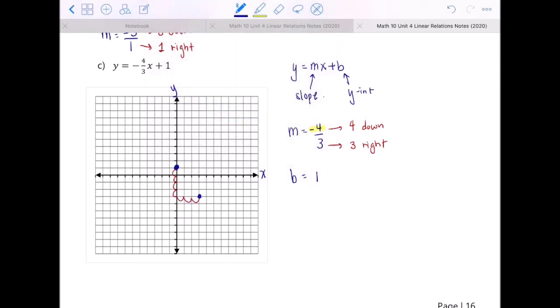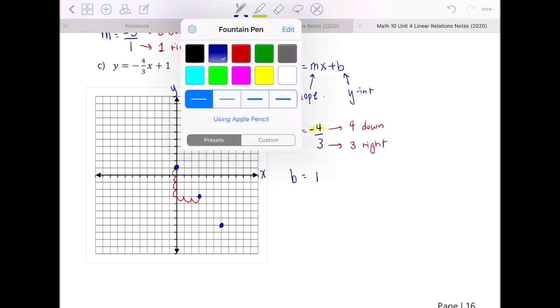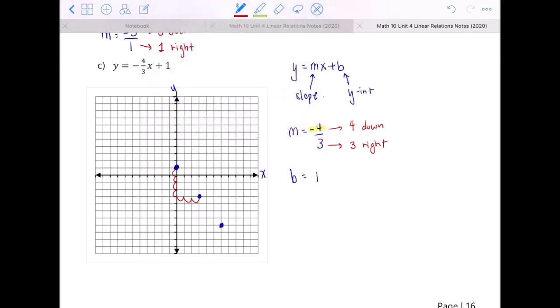Just like that, and you continue the pattern this way. You can also go backwards by counting the opposite side. So we're going 4 up, 1, 2, 3, 4, and 3 to the left, 1, 2, 3. So we can get this, and we will connect the points.